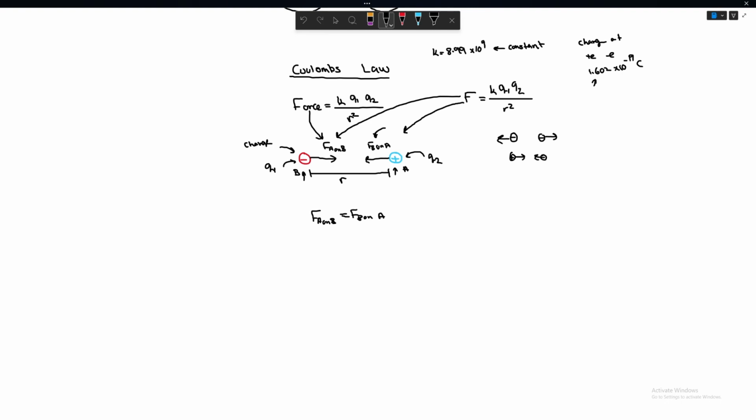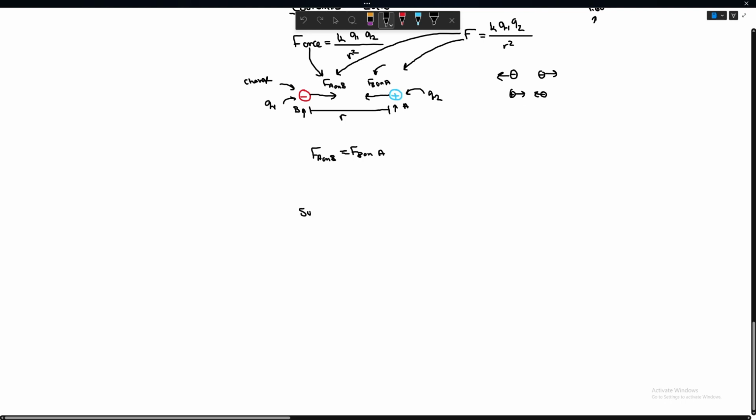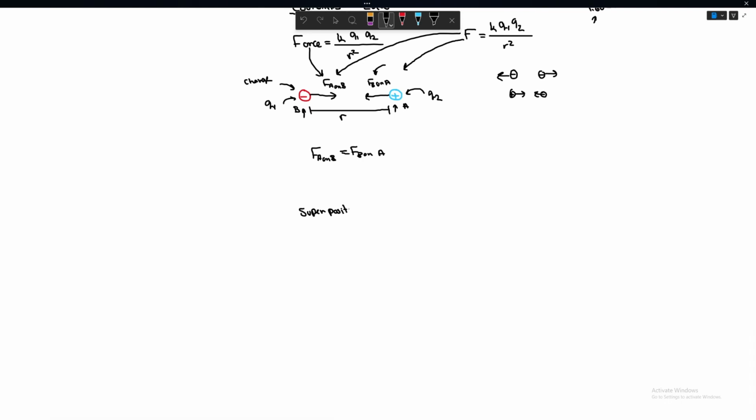Okay. Now the second thing we're gonna go into is superposition. Okay. And what is superposition? Superposition. What this indicates is if I have a positive and negative, let's say another positive here, and I want to calculate the force here. The force on this guy.